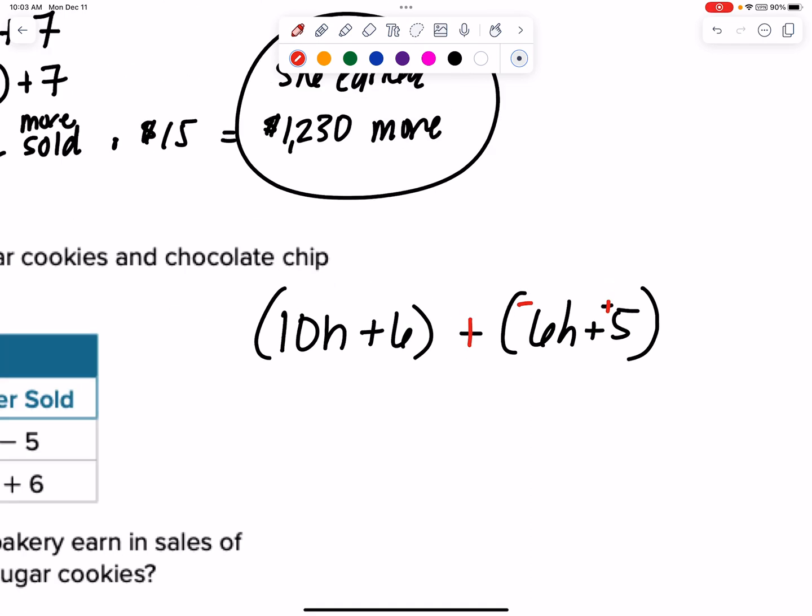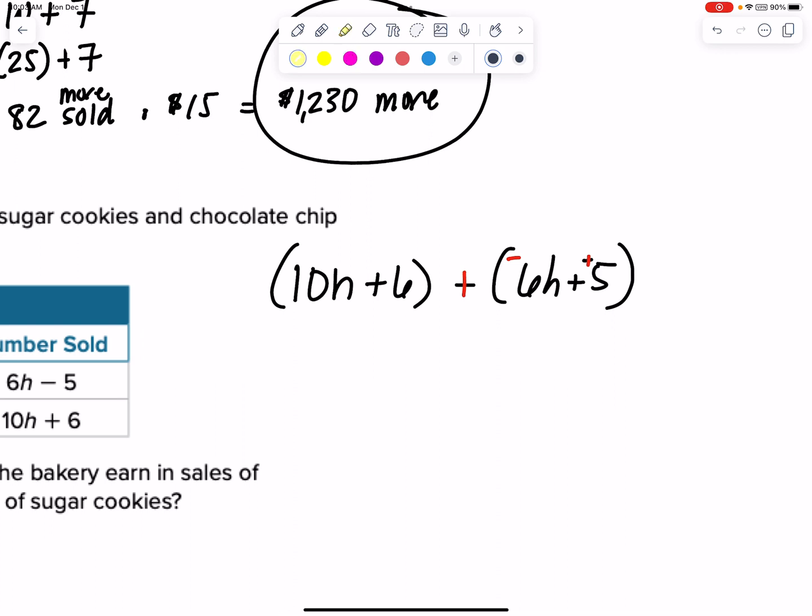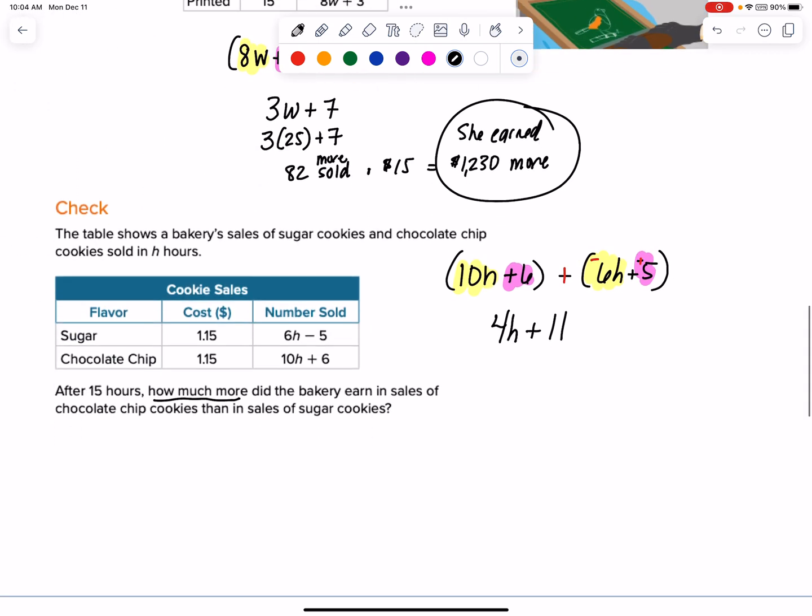All right. So combining like terms now, here we go. We have a 10H and a negative 6H. We have a positive 6 constant and a positive 5 constant. Let's join them together. So we have 4H plus 6 plus 5 is 11. And now we can go ahead and figure out how many cookies were sold if they did 15 hours.